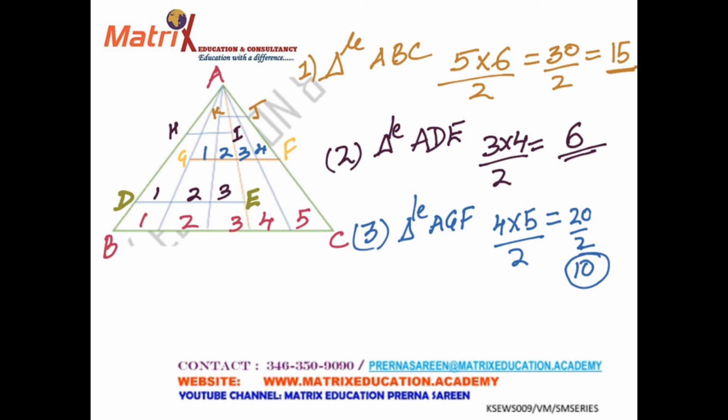Now next, we actually have 5 partitions here, so let's see. Now let's go to this triangle AHI. So I'm talking about this triangle. How many partitions do I have? 1, 2, and 3. Now if I have 3 partitions, it means 3 times 4 upon 2, which is simply equal to what? 12 upon 2, 6.